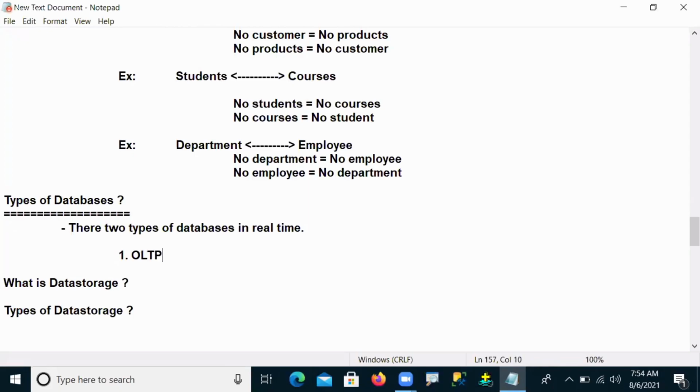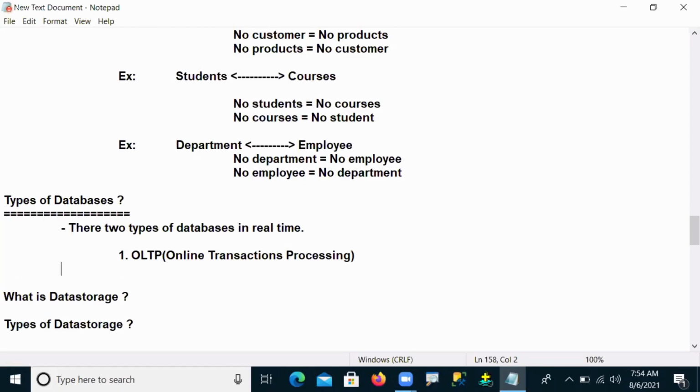OLTP is one database. What does OLTP stand for? Online transaction processing. So online transaction processing is one database we mostly use in real-time applications. And the second one is called OLAP.